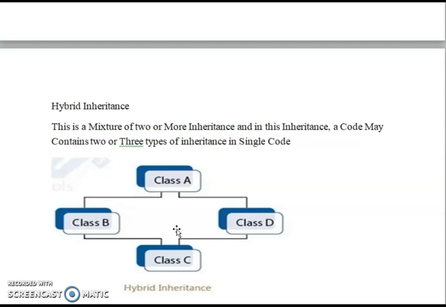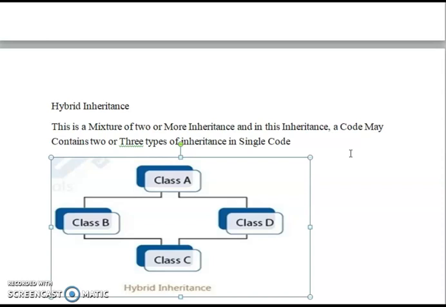And the fifth one is hybrid inheritance. Hybrid is a mixture of two or more types of inheritance. A code may contain two or three types of inheritance in a single code. Here class B inherits class A, class D inherits class A, and class C inherits class D. It is a mixture of two or more inheritances in a single code.